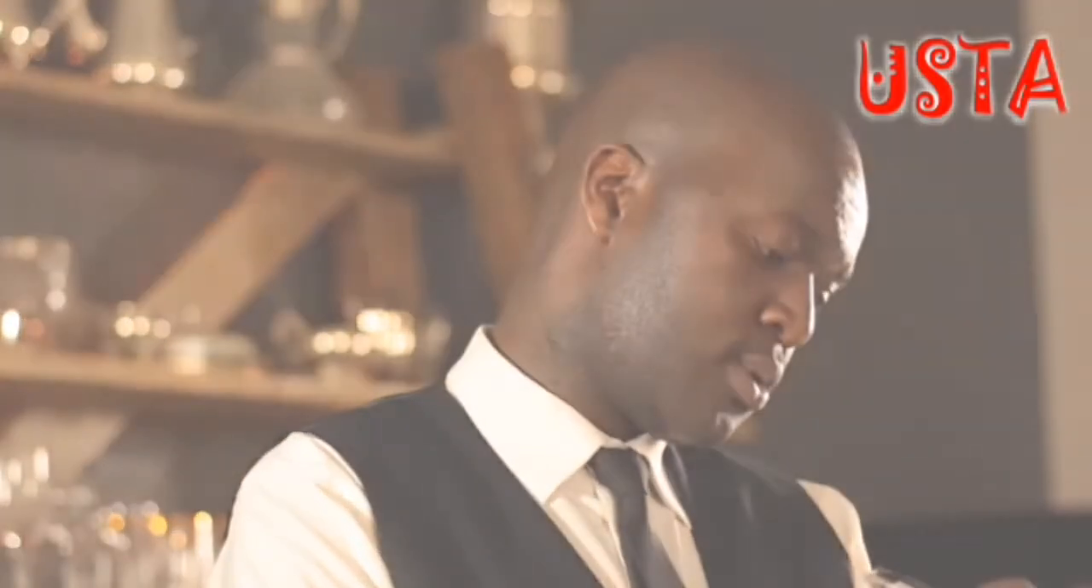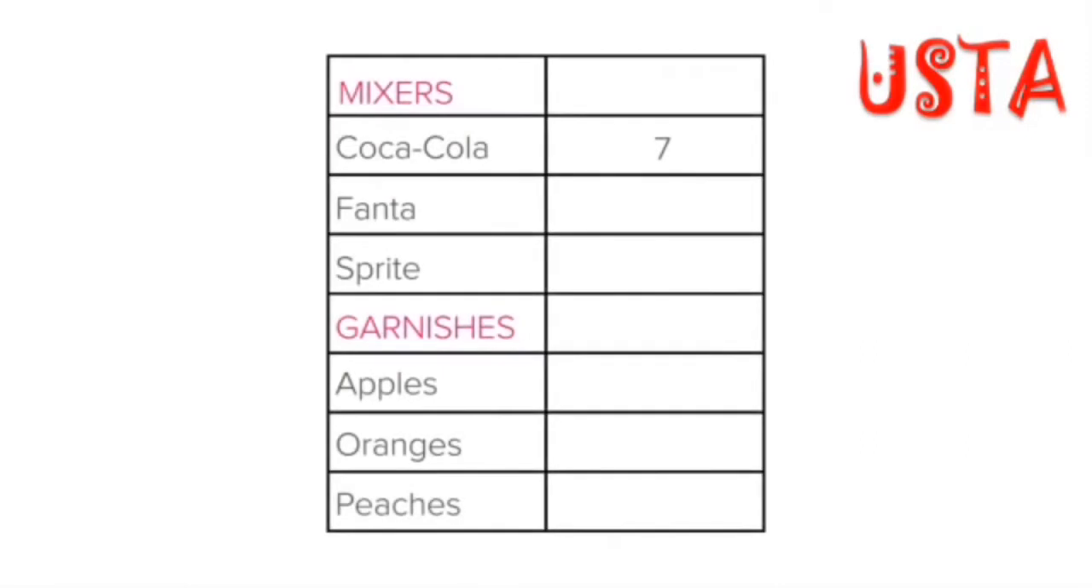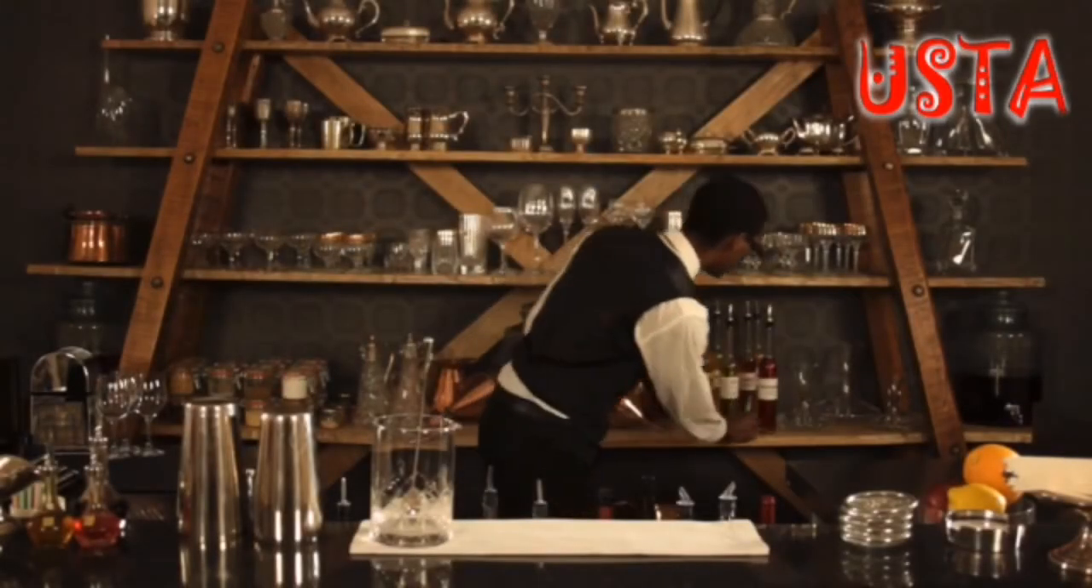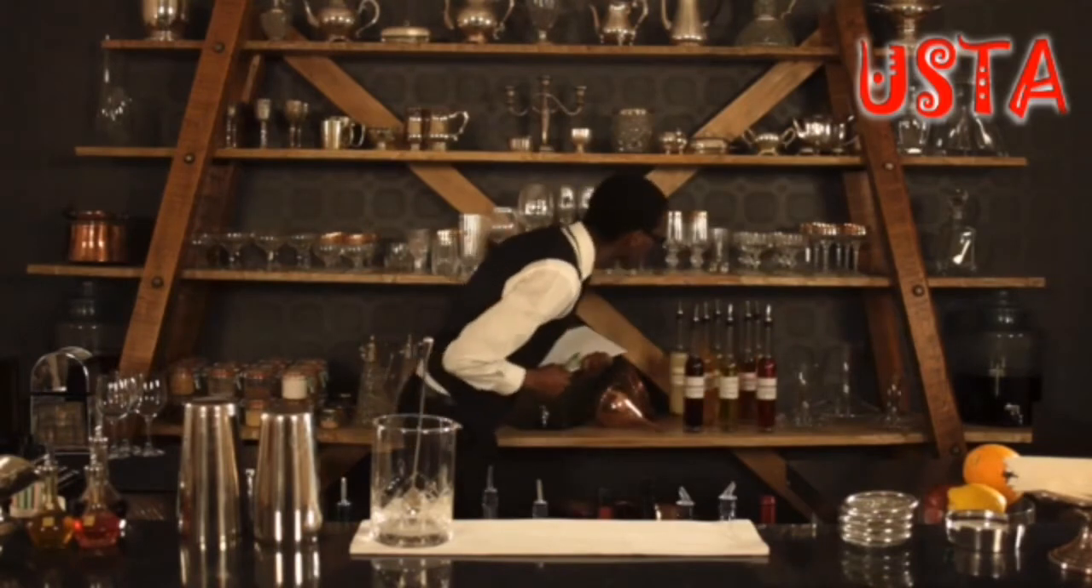Now that we know the items on the list, we need to count them all so that we know how many of each item we have. For example, we may have 7 Coca-Colas, 9 Fantas, and 12 Sprites. Along with this, we may have 5 apples, 6 oranges, and 9 peaches. Now that we have all of this information, we need to use it and make decisions with it.